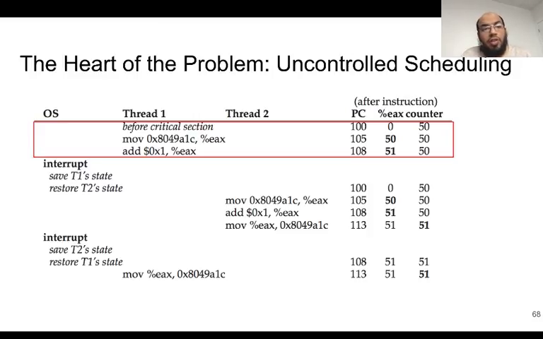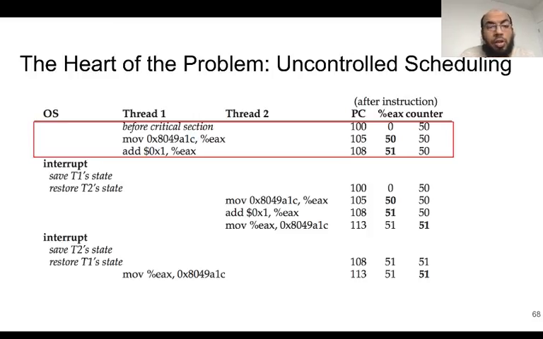Now you move the same memory address, hex 8049A1C, to EAX. So now in T2's EAX, you have 50. You add 1 to EAX. So now EAX becomes 51. But now the scheduler does not kick in, and you're able to move EAX back to the memory location. So now EAX is 51 and counter is 51 because of thread 2's computations.